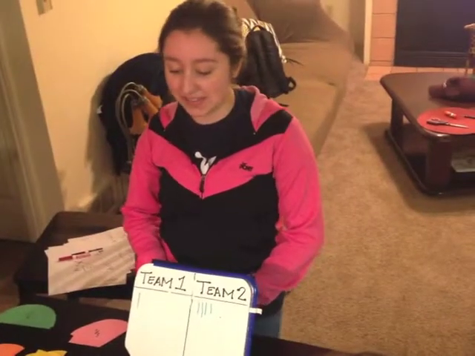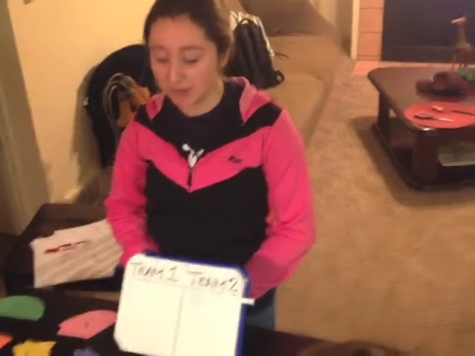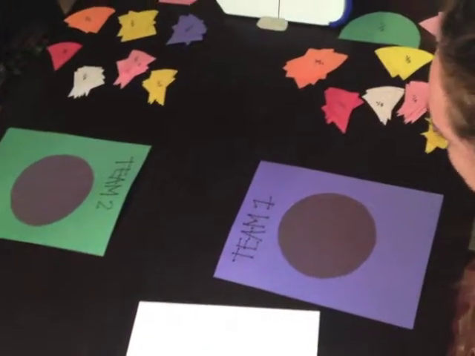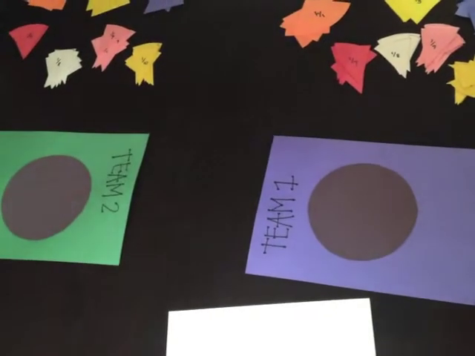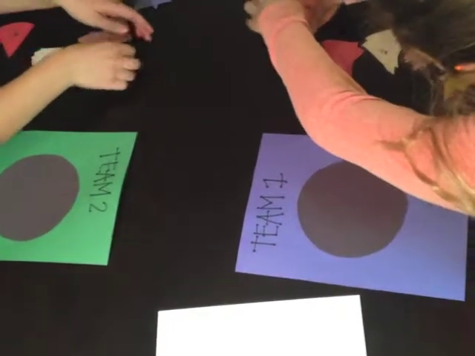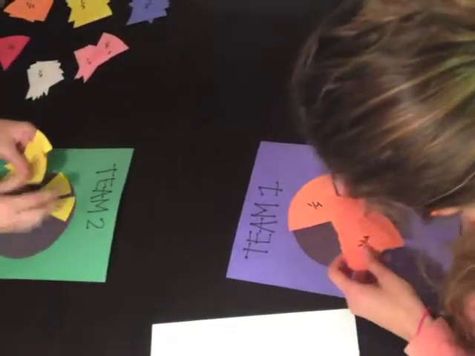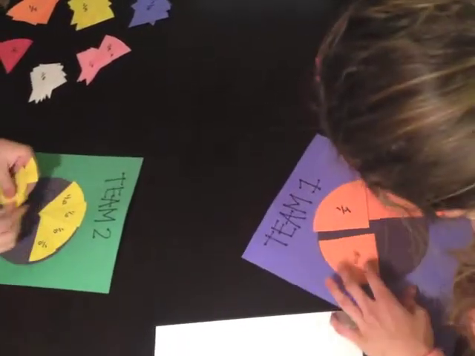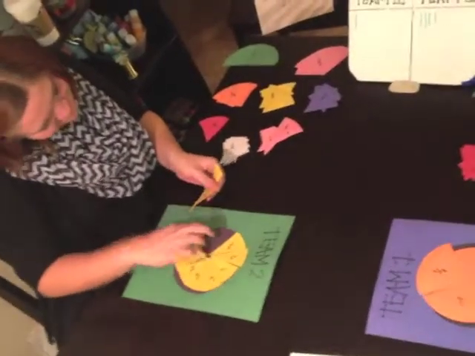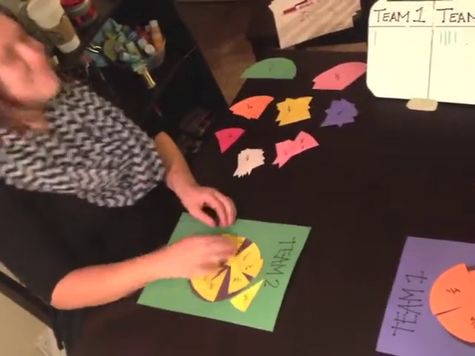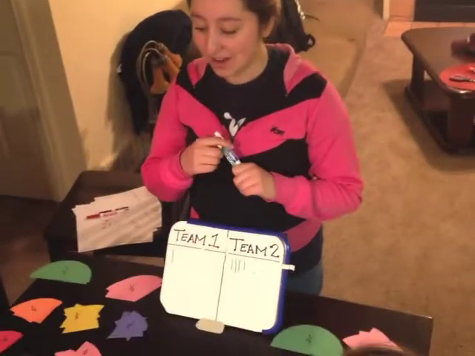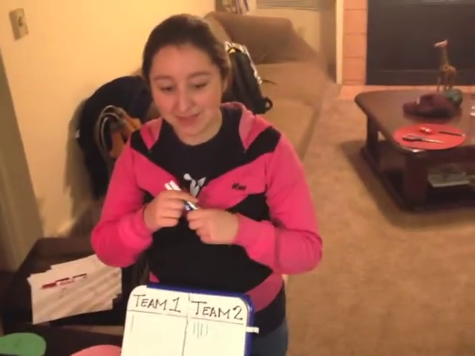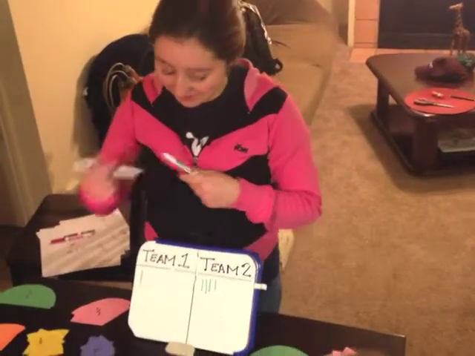Now for the last round of the day. Students, show me a whole of a pie. Now show me a fraction equivalent to a whole of a pie. Ready, set, go. Great job, guys. In this round, you both got it correct. But Samantha did finish first, so Team 1 gets the point.